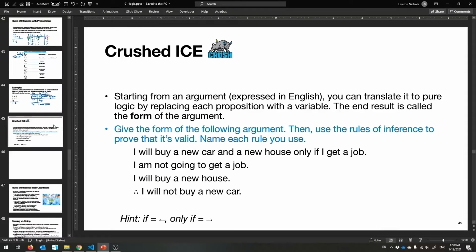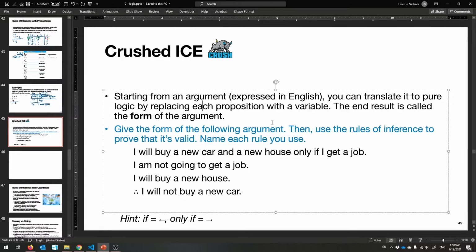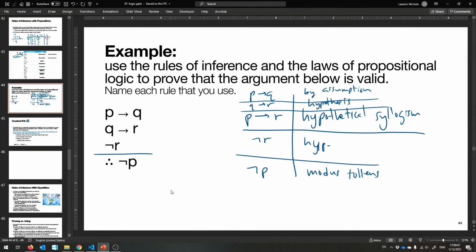So let us start. And this is a question for you. It's going to be done in two parts, because first we're going to do something, and then we're going to prove this thing after that. Okay, so here is an argument in English, and it looks a whole lot different than all these symbols that we've been using so far.